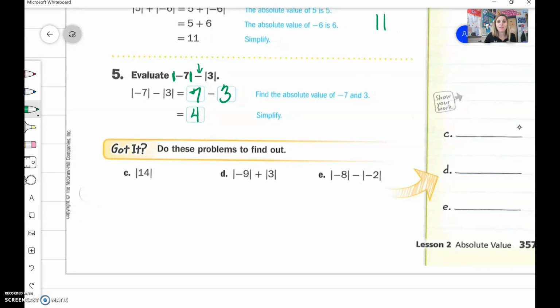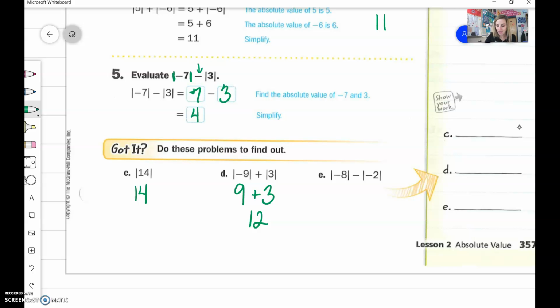So the absolute value of 14 is 14. Again, it's just the distance from 0. What is the absolute value of negative 9? That's 9. Plus the absolute value of 3 is 3. 9 plus 3 is 12. Notice how I have made my marks go like this. It's just going to kind of get us ready for algebra. Just a little hint.